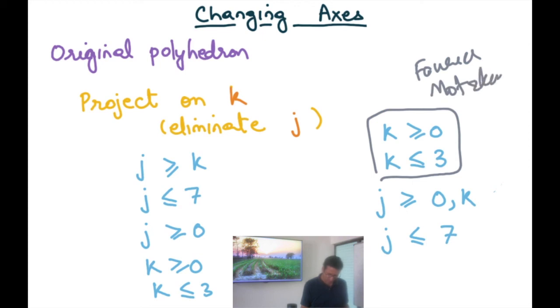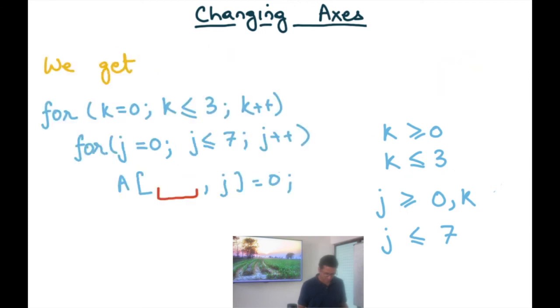And for a given value of k, I get the lower bound and upper bound of j by just using these inequations. So the lower bound of j is the maximum of 0 comma k, and the upper bound of j is 7. And so with that, I have been able to rewrite my loop in the desired order, which is k comma j. Recall that k is a changed axis. It's j minus I. So for k equals 0, k is less than or equal to 3, the bounds having been determined using the Fourier-Motzkin method, k plus plus. For j equals 0, j is less than or equal to 7, j plus plus.